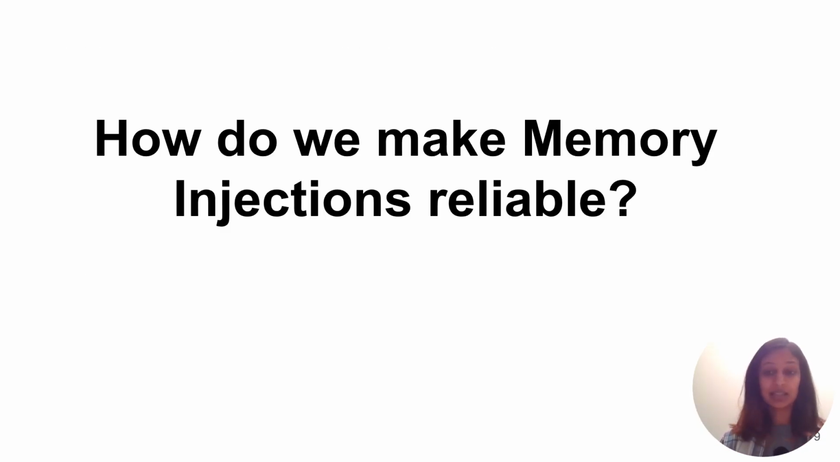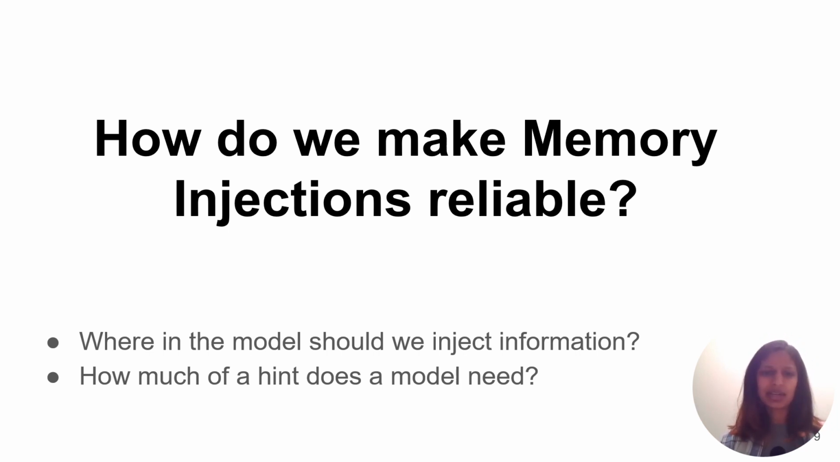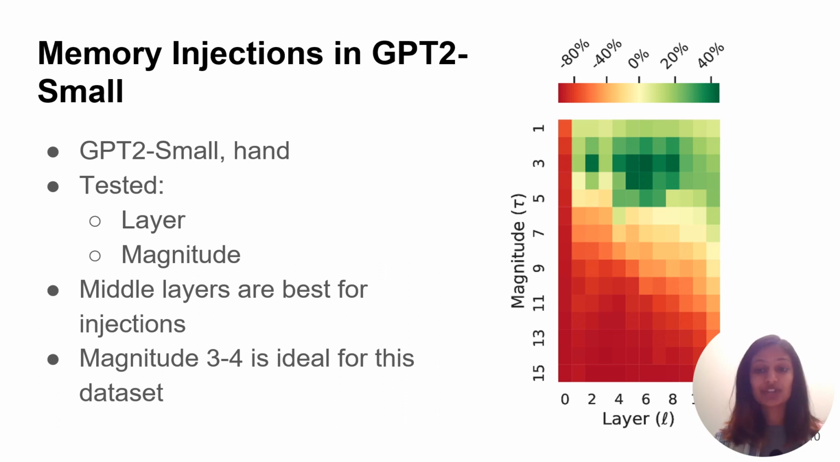Now that we're beginning to get some positive signal via memory injections, the open question really is, how do we make memory injections as reliable as possible? The first big question is, where in the model, aka what layer, should we inject this information? The next big question is, how much of a hint, or at what magnitude, should we provide a memory to the model? We begin to answer those questions on this slide. This slide shows the result of a single experiment on the GPT-2 small model for our handwritten dataset.